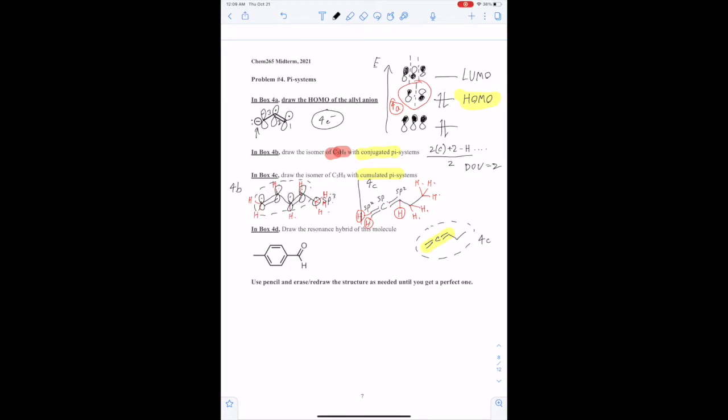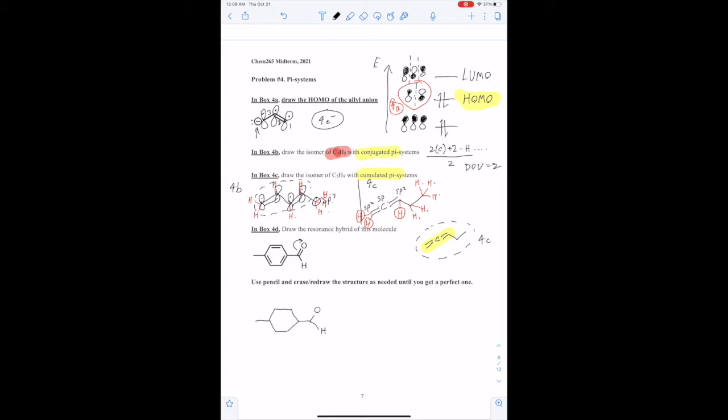So in box 4D, draw the resonance hybrid of this molecule. Let's do that. So this is one of those questions where you have to draw every single resonance structure possible. Yes, it is tedious, but apparently this is important, so let's just get on with it. So you can start by just drawing the basic backbone of the whole thing, and then you can just push arrows on here.